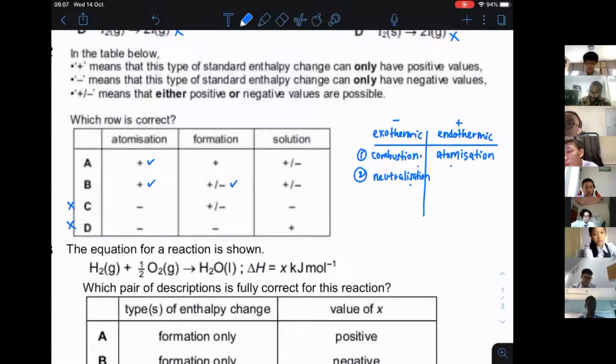Solution also, they are not here. It means solution also can be either positive or negative. So the answer is going to be B. So this is all coming out from your MCQ questions. Yeah, so please actually memorize.